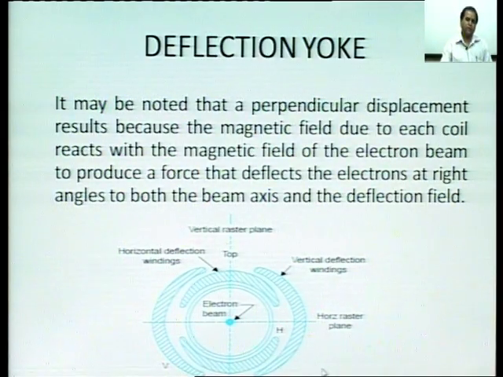Here we have the deflection, which is electromagnetic deflection. The focusing was electrostatic, but the deflection is electromagnetic. Why we have electromagnetic deflection, we will discuss after this. Here we have these two windings. The presence of current in this horizontal deflection winding will cause the presence of a magnetic field, as we all know, current is associated with a magnetic field. Similarly, current present here will also have a magnetic field.